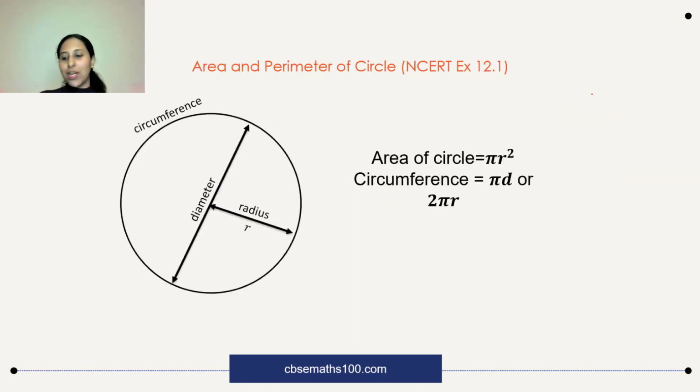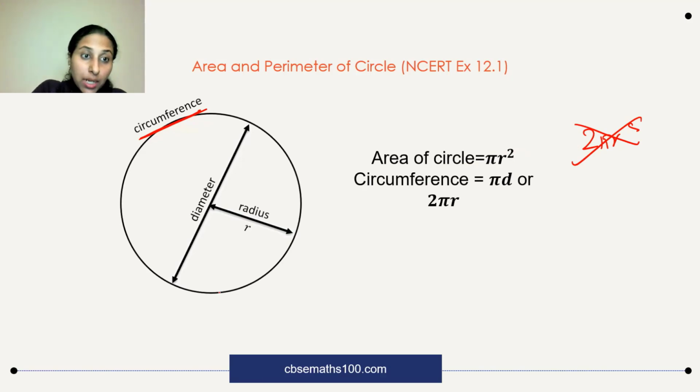Next, areas related to circles. Lot of questions are coming based on the basic concept of areas related to circles, which is area and perimeter of a circle. What do you call perimeter of the circle? Perimeter of the circle is called the circumference. What is area of circle formula? Pi r square, not 2 pi r square. Please don't say it is 2 pi r square. Area of circle is only pi r square.